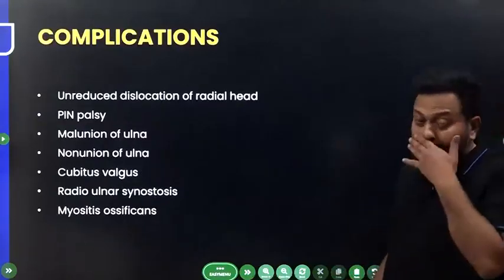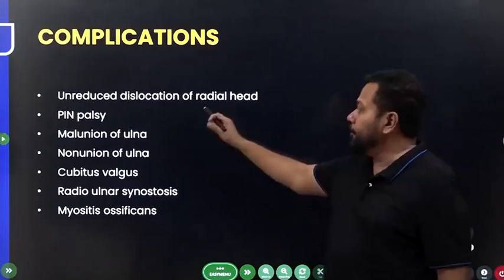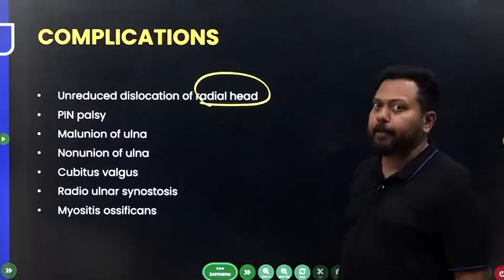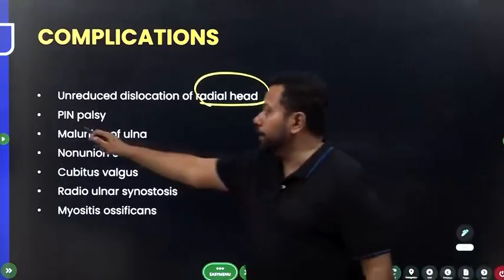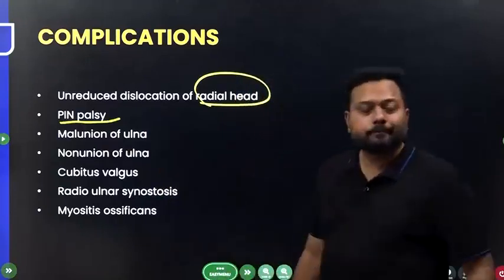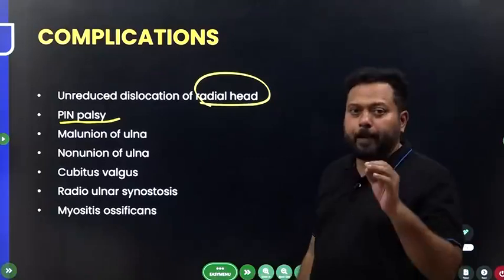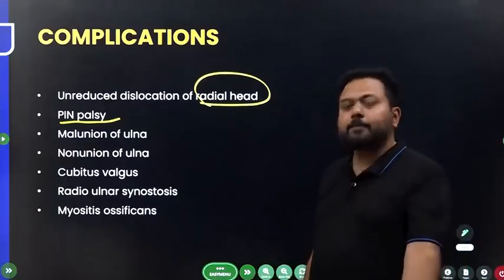And the complications of Monteggia fracture is unreduced dislocation of the radial head. When you miss this, this will go for an unreduced, neglected radial head dislocation. So pronation, supination may be affected in the future. Posterior interosseous nerve palsy. This can present as wrist drop, no? So posterior interosseous nerve palsy, malunion of the ulna, non-union of the ulna, cubitus valgus.